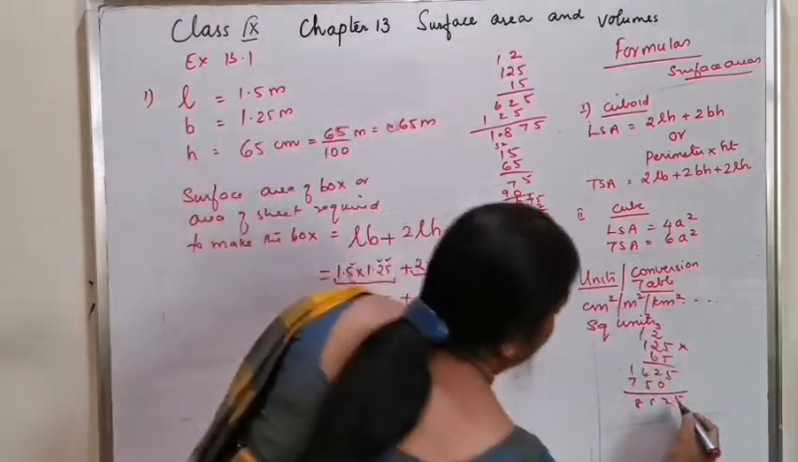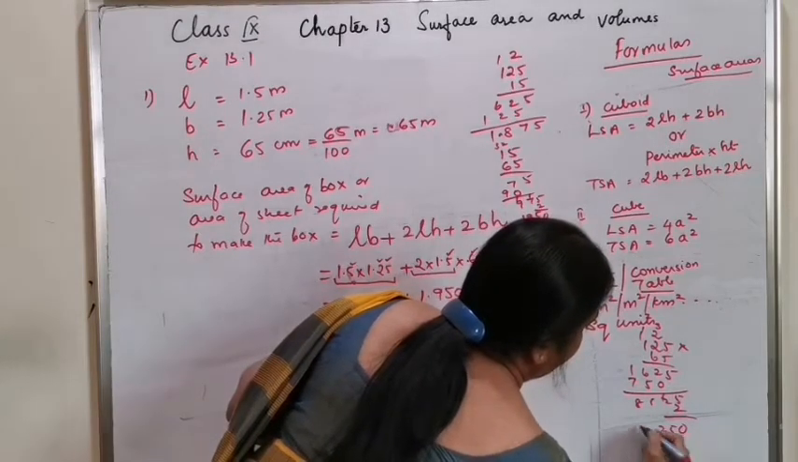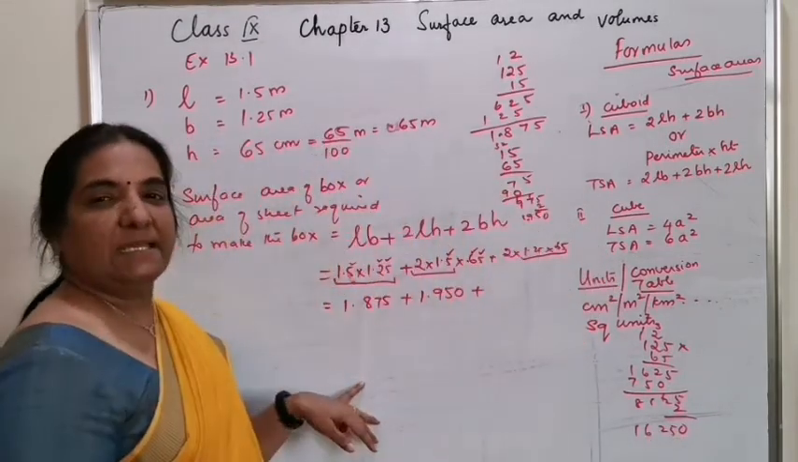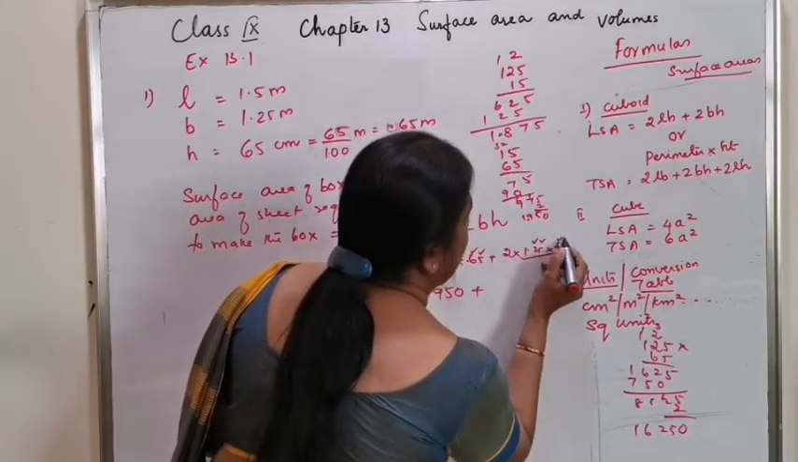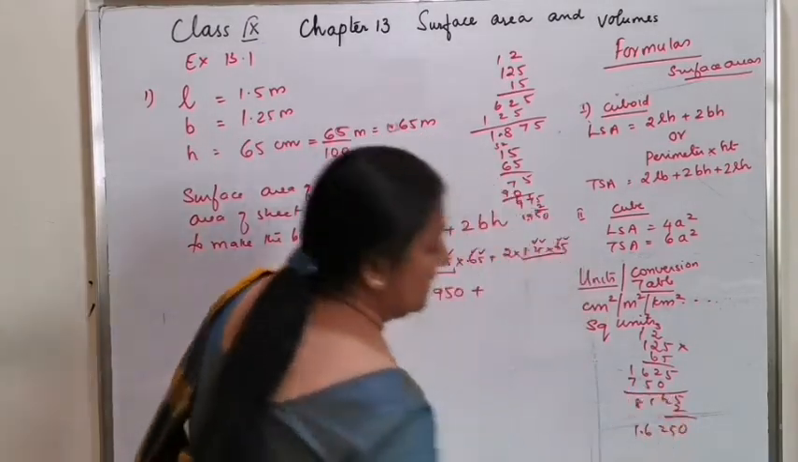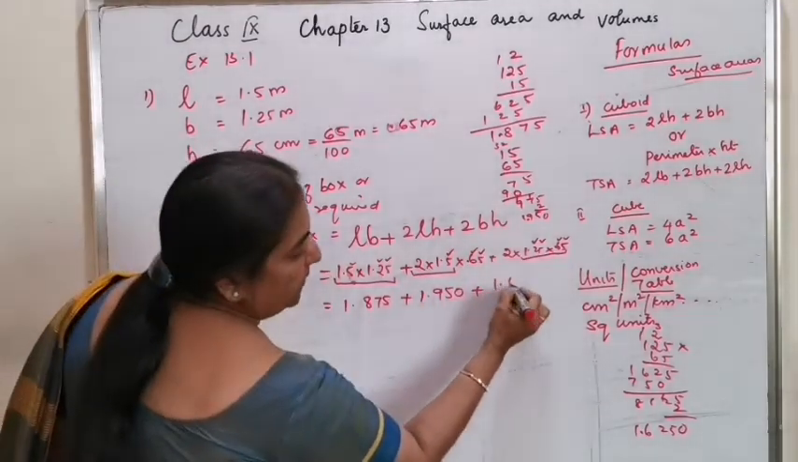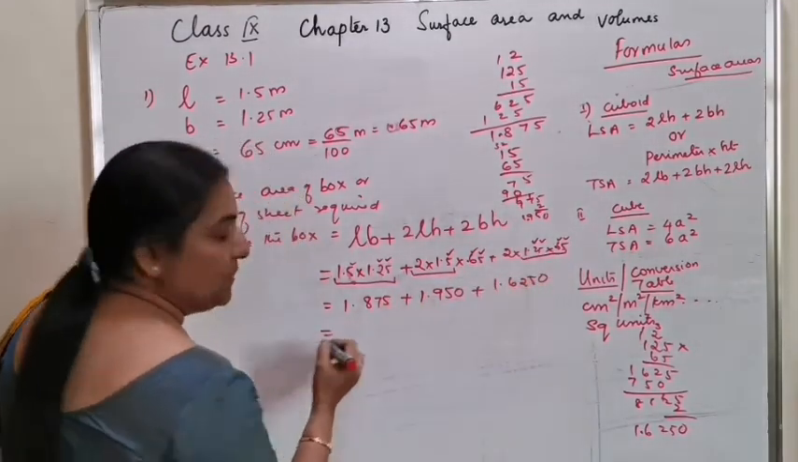8,125 into 2. That means 16,250. How many decimal places? 1, 2, 3, 4. That means 1.6250. How do you add them?